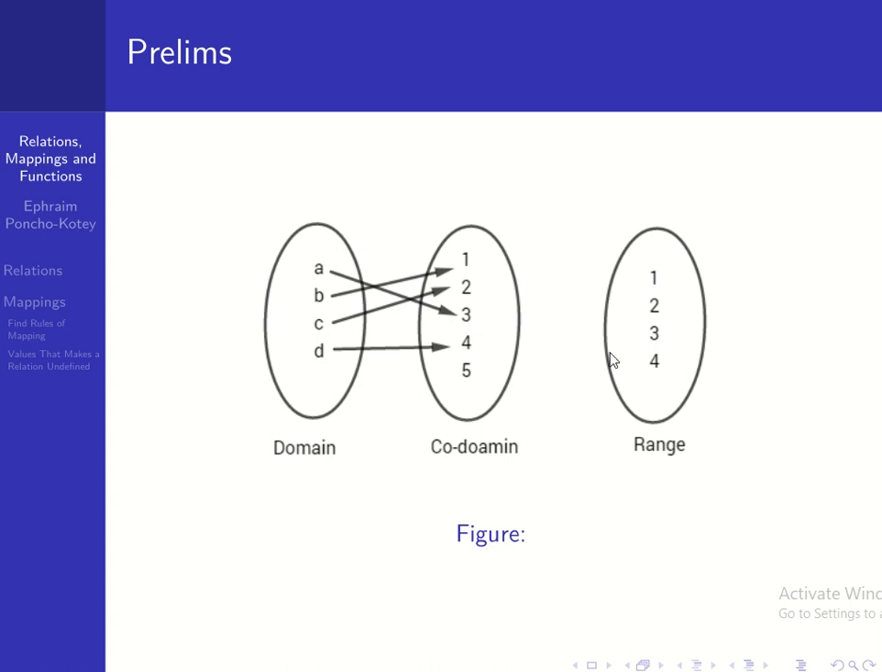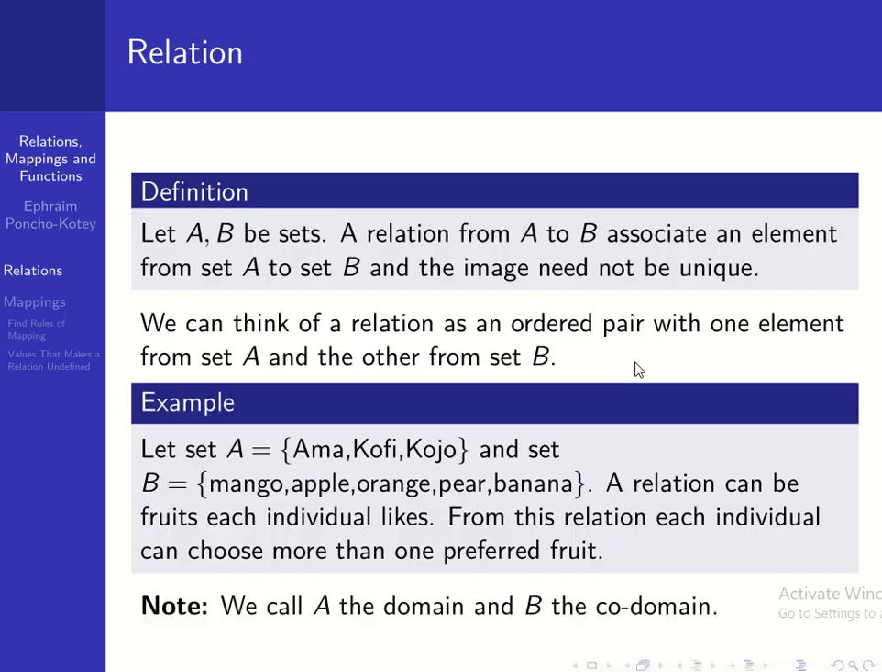But what's the range? The range is to what extent, what are the elements in the codomain that are covered by the images? That's what we call the range. Now let's begin with the definition of relation. A relation is just an association between two sets, say A and B.